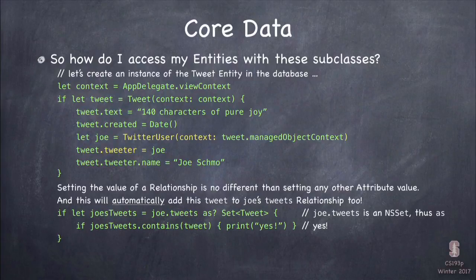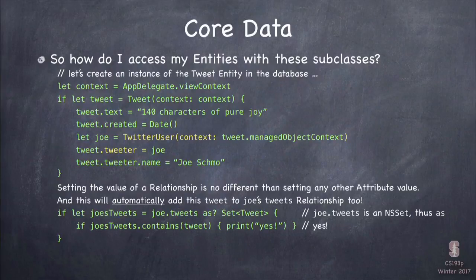So that means, for example, if I say tweet.tweeter equals Joe, then if I went over to the Joe side and say, hey, give me Joe's tweets, and I'm even going to turn it from an NSSet into a Set of Tweet, because we know that's what tweets are, right? Then I can say, if Joe's tweets contains that tweet, print yes, and of course it is going to print yes. Because when I said tweet.tweeter equals Joe, it automatically got added to Joe's tweets.